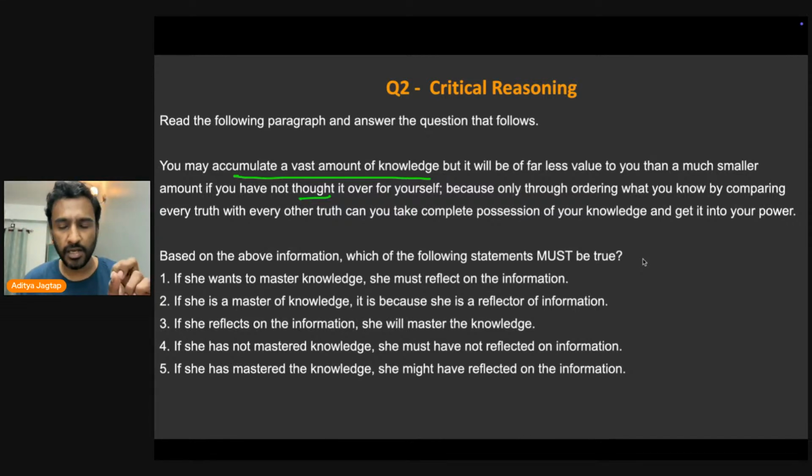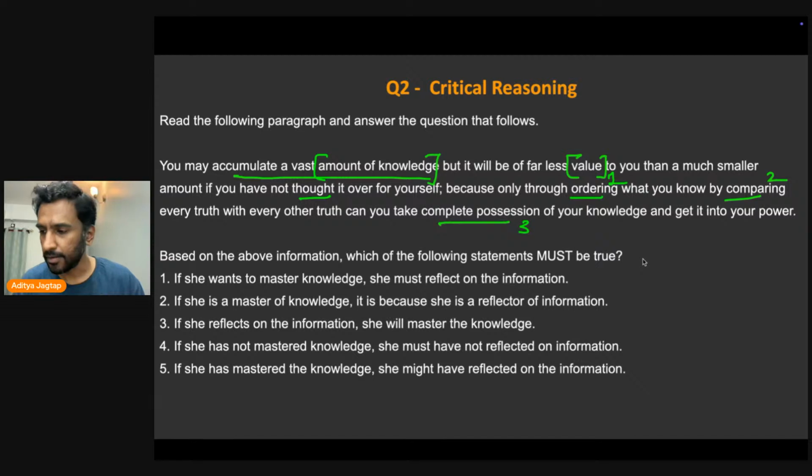Now, thought about it yourself has been further defined. So we'll just mark how it's further defined. Step one of thinking about it yourself is ordering what you know, right? How do you order what you know? You compare things with each other, with other truths, and so on. And then you take complete possession of your knowledge. So you need to do these three things, and then whatever amount of knowledge you have will be of value to you. Okay. Now, based on the information, which of the following statements must be true?